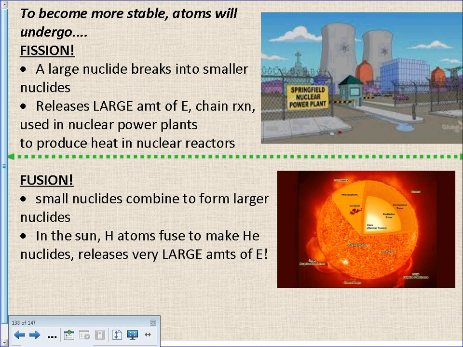So, different applications of it. We know that we are able to get nuclear fission to release large amounts of energy in nuclear power plants. So you need to know fission is what we employ in making energy for us. Nuclear power plants. And I do have Springfield nuclear there.